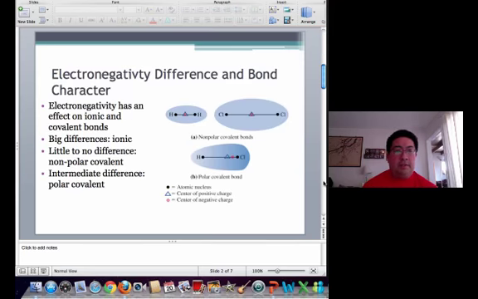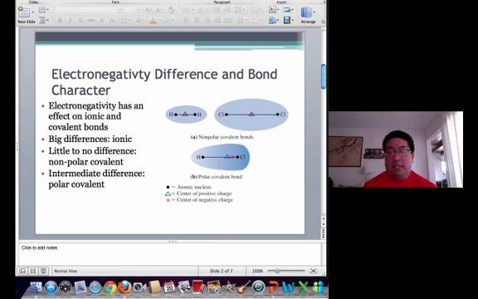So the idea here is that all this polarity business, all this intermolecular force business is based upon the way the different molecules can interact with each other. And before we can figure out how they interact with each other, we have to look at the elements that make up these compounds first. So electronegativity, which we talked about today in class, plays a big role in this. Electronegativity has an effect on ionic and covalent bonding.